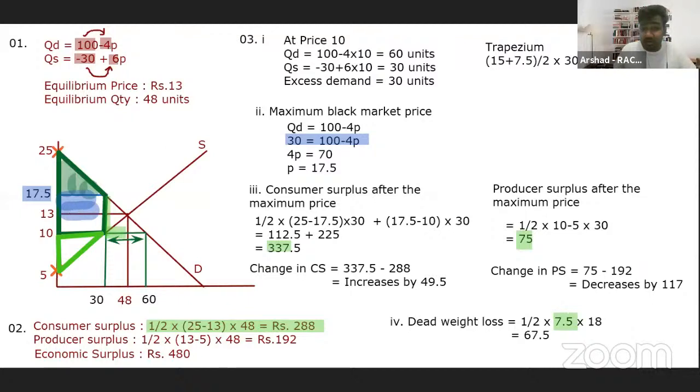Now, this is why you all need to know the areas. So 7.5 is this, and the 18 is this, so you find this. Yes, you can do that as well, no problem. You can add the whole consumer and producer surplus and then subtract. Perfect.